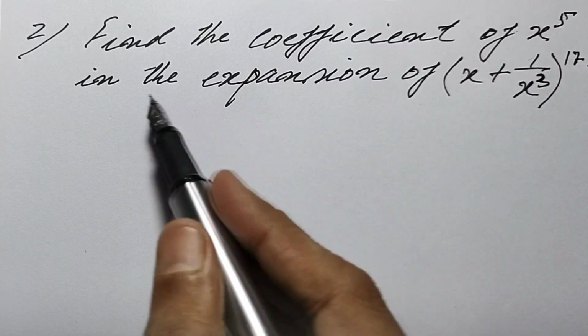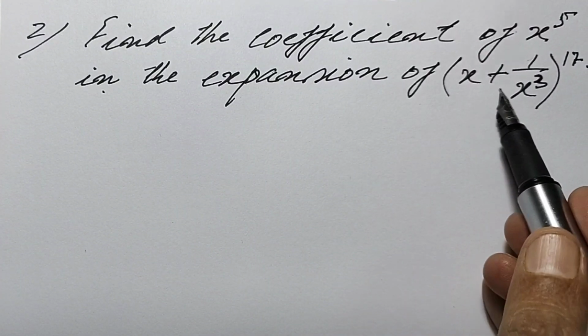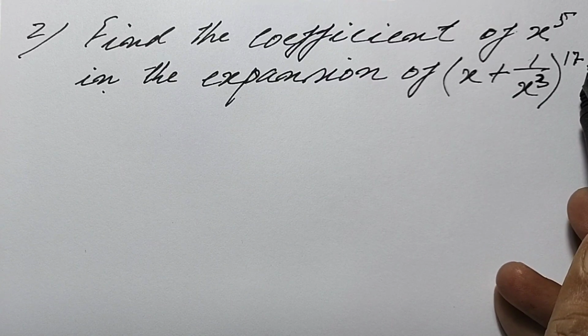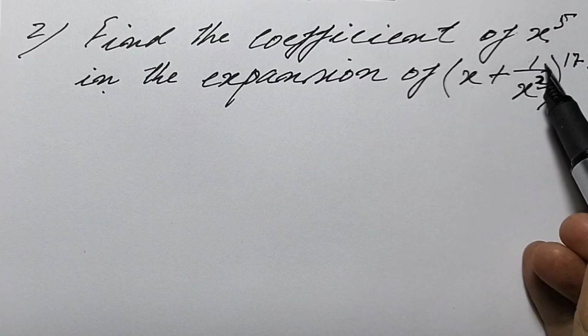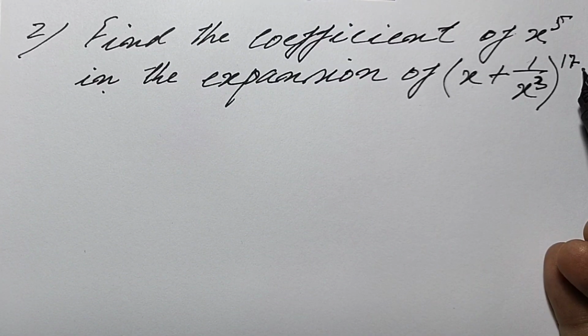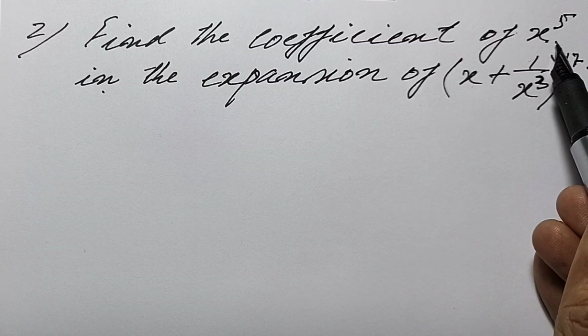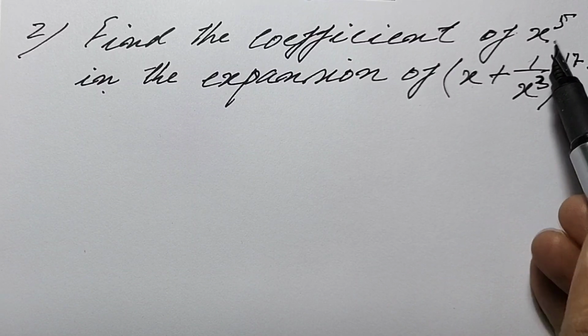Now the second important type of question based on binomial theorem is find the coefficient of x raised to the power 5 in the expansion of x plus 1 upon x cube raised to the power 17. Here we have x plus 1 upon x cube raised to the power 17 as the binomial expression, and we need to find out the coefficient of x raised to the power 5.